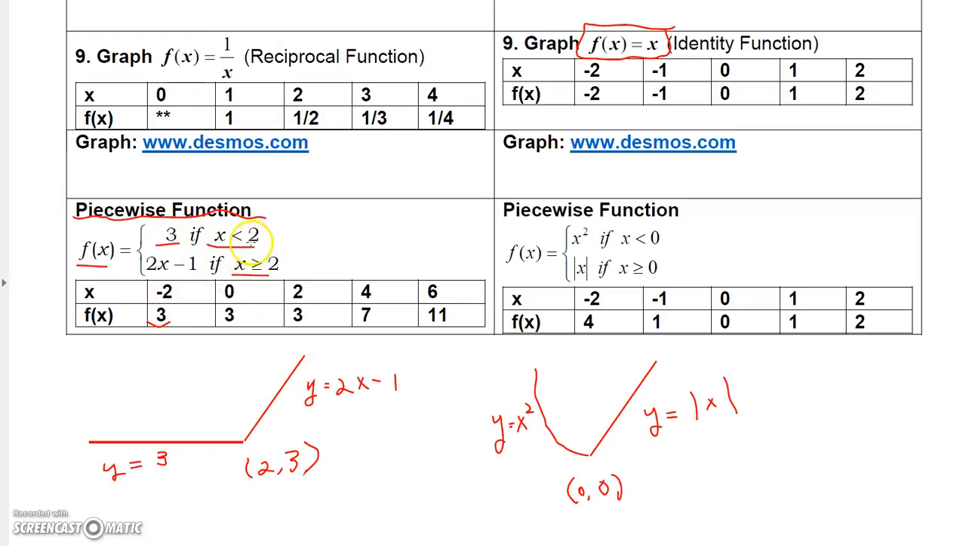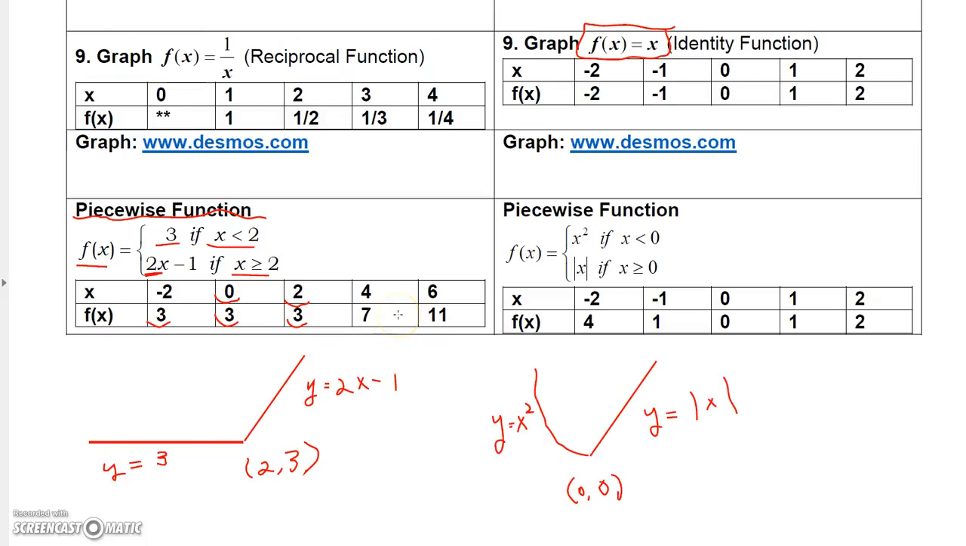And then I'm just randomly picking some x values. How about x equals 0? Is 0 less than 2 or greater than or equal to 2? It's less than 2, so you'd plug 3 in again. And then what about 2? Well, 2 is not less than 2. It is greater than or equal to 2. So I actually plug 2 in to here. Now I do end up getting the same number as I would if I plugged it in up there, but that's not always the case. So I plug 2 in here and I get 4 minus 1, which is 3. And then if I plug 4 in, I get 7, and if I plug 6 in, I get 11.